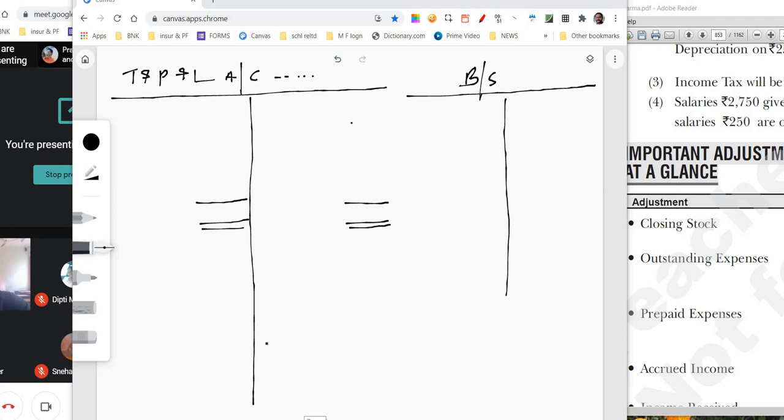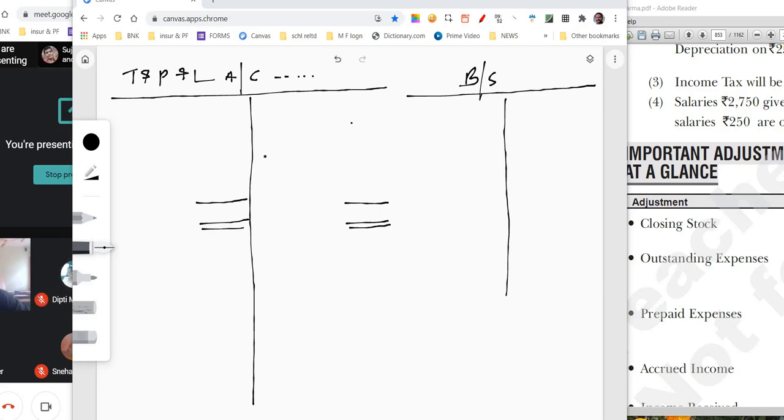Is it done? Okay. Now you just check where these items are coming. So this closing stock, it is coming in the, can someone tell me very fast where it is coming?